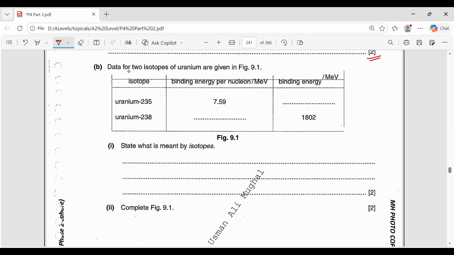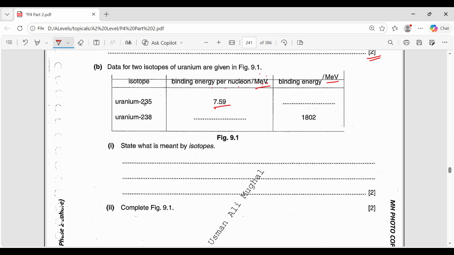Next, we are going to have what data for two isotopes of uranium are given in figure 9.1. The question says there is an isotope of uranium 235. It is having binding energy per nucleon as 7.59, and both of them are provided in mega electron volt. Mega is 10 power 6, electron volt is 1.6 into 10 power minus 19. You must be knowing the value of 1 electron volt.